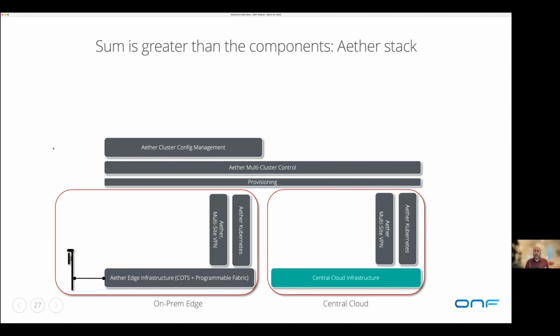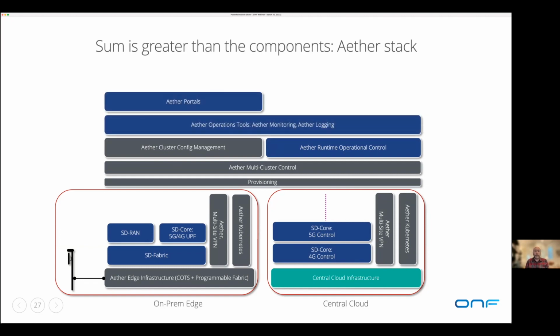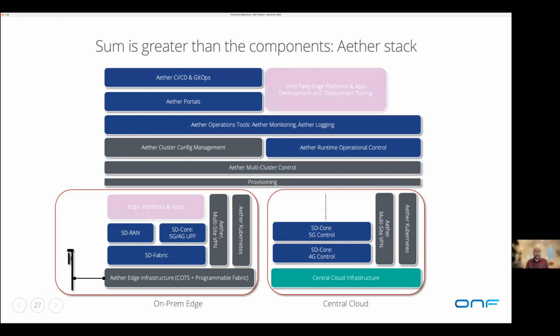And layered on all of this, we have all of the Ether component systems that enable 4G and 5G connectivity, namely SD-RAN, SD-Core, SD-Fabric, and the ROC. Next, we have the operational tools, monitoring, logging, and alert platforms, and portals that allow enterprises to customize and operators to control and maintain the network. And running on top of all of this, we have our CI/CD and GitOps tool chains. And of course, Ether's virtual cloud platform can also host Industry 4.0 platform and applications if so desired.